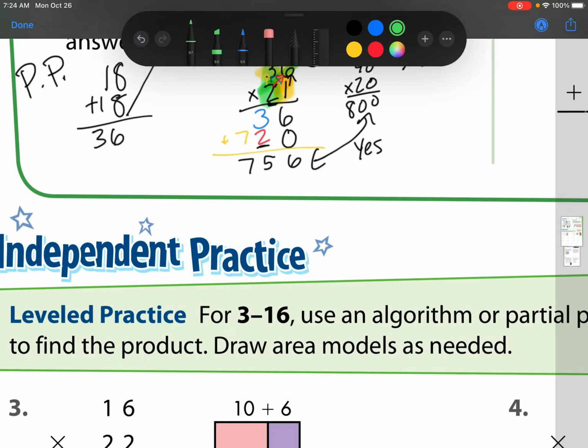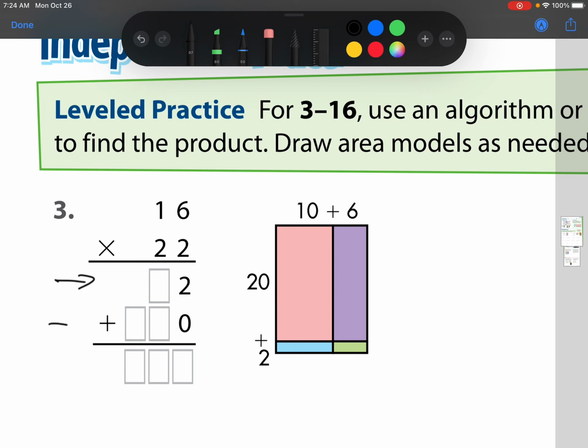All right, off to number 3. It says use an algorithm or partial products. Well, you'll notice for these ones, since it only has 2 rows, they're not really giving us a choice for this. So I'm going to be using our algorithm. So we have 2 times 6 up top is 12. So I write that 2 down and I regroup the 1. Then we have 2 times 1 is 2 plus 1 is 3. So I've used that one, so I'm going to cross it out.